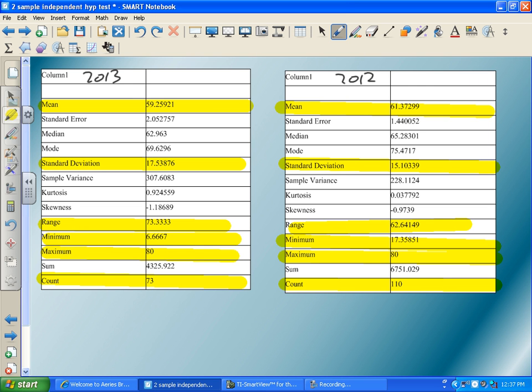Now I want you guys to do an 8-step hypothesis test and tell me if 2012 was better than 2013. Okay? Again, agreed that my mean is bigger in 2012, so I'd like you to prove, if you can, that 2012 was better than 2013. Make sense? This is 2 points, right? That's what we just did.